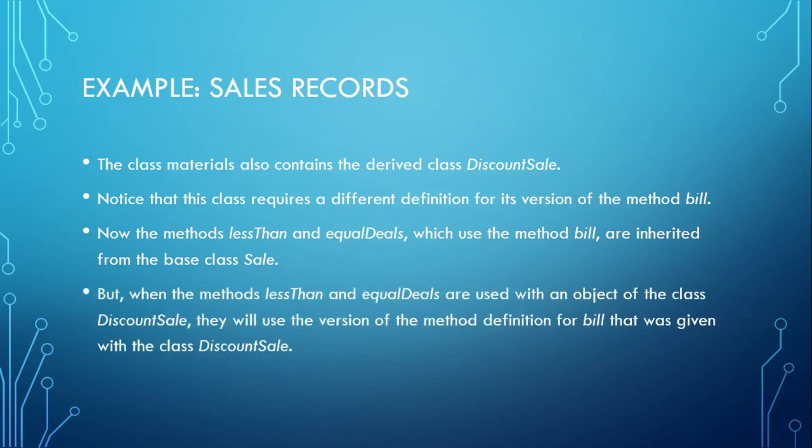But when the methods less than and equal deals are used with an object of the class discount sale, they're going to use a version of the method definition for bill that was given with the class discount sale. So this is a very important thing to note. Even though I'm using an inherited method, the information that's getting plugged into those methods is coming from the derived class. This is indeed a kind of fancy trick that Java can pull off: even though the method is not inherently within discount sale, it can still use it as if it was part of discount sale.